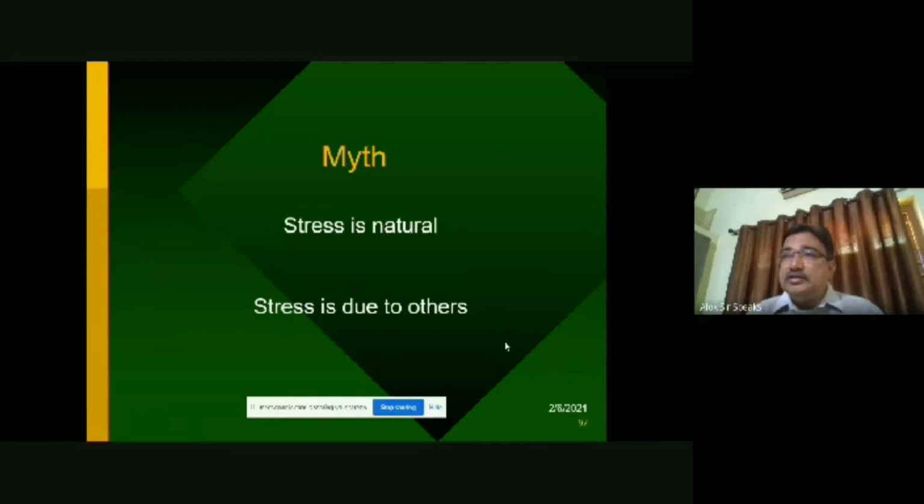Others may create a situation which may trigger, or create a stimulus in us to create stress. But stress is our own creation, and we should be very careful and knowledgeable about it. So two things, just remove from your mind. One is stress is natural. No, it is not natural. And stress is due to others. No, it is not due to others.